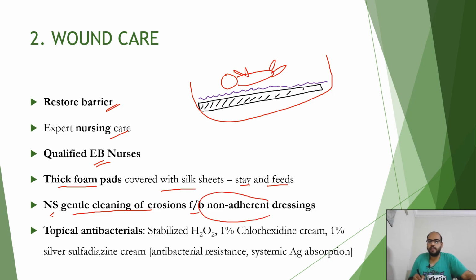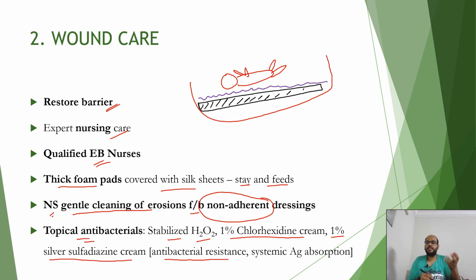Remember, it has to be non-adherent. Adherent dressings, while removal, can actually peel the skin off. So non-adherent dressings. Topical antibacterials like stabilized H2O2 to clean the area, 1% chlorhexidine cream, 1% silver sulfadiazine cream. Now these can be used. But remember, long-term usage of any antibiotic can make the patient prone to antibacterial resistance, especially in an EB child who is more prone to sepsis and bacterial infections. So keep that in mind.